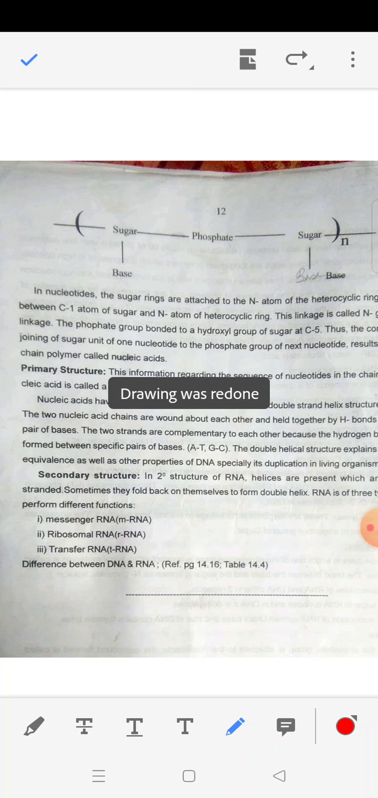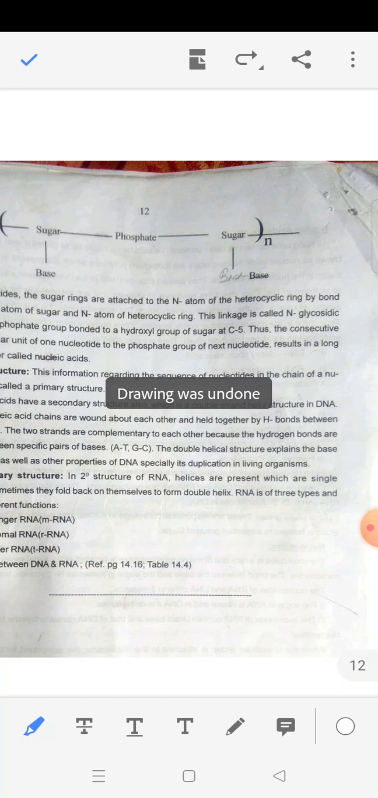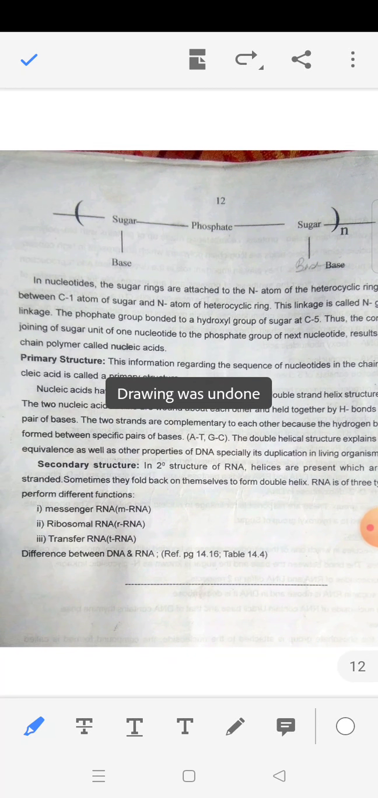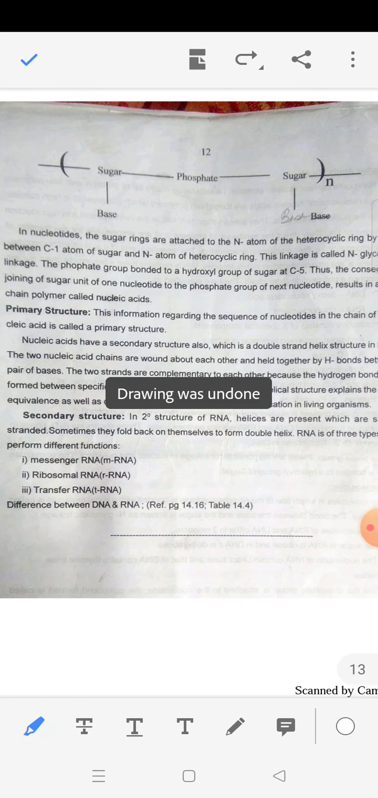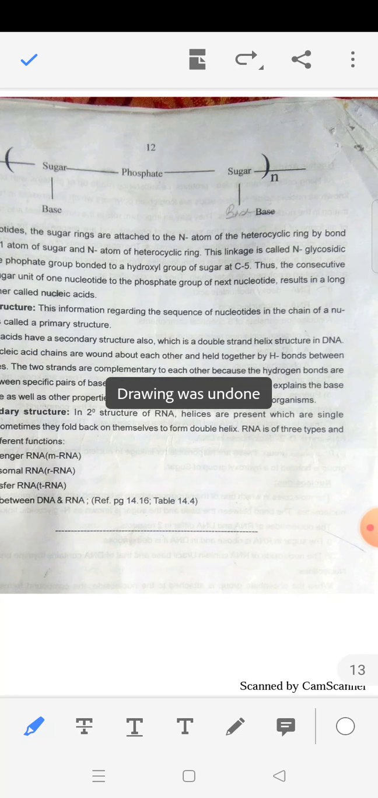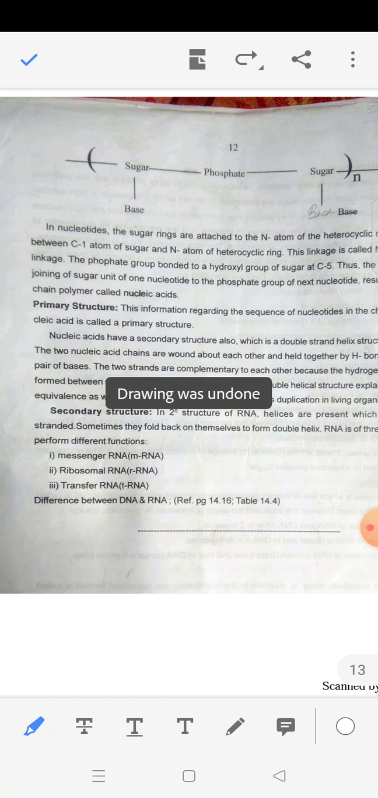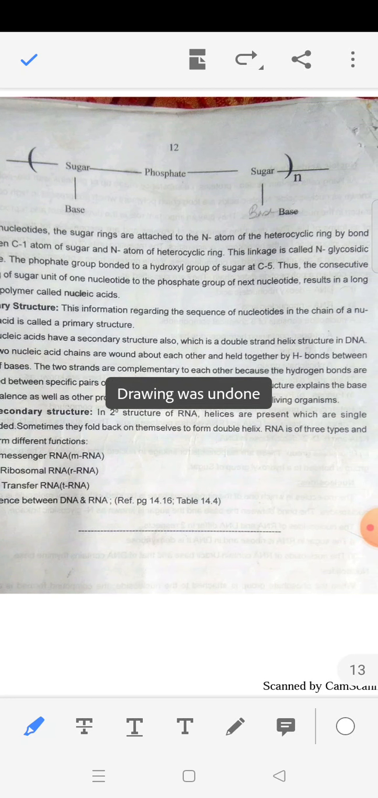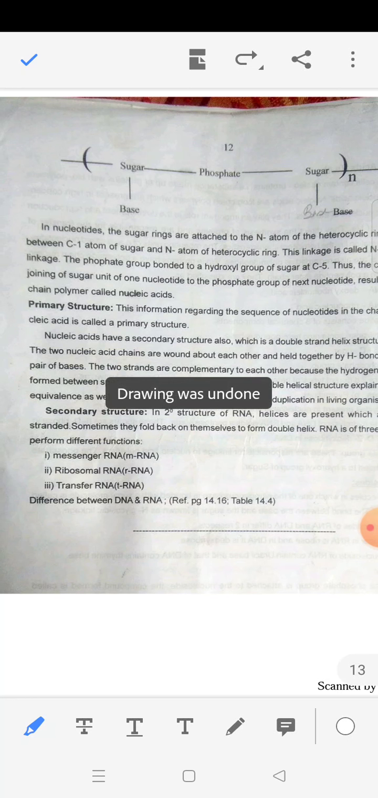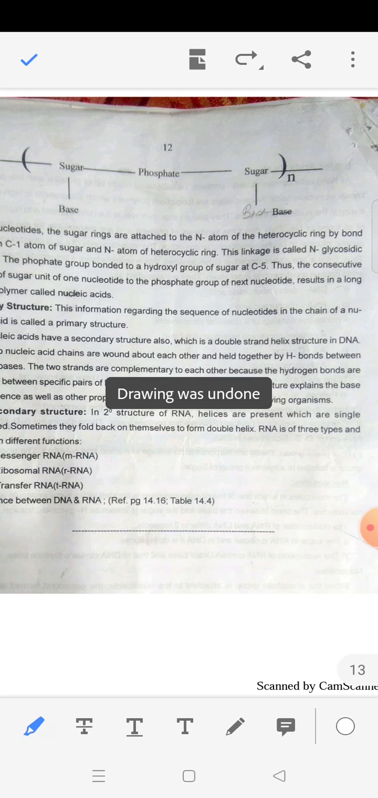In nucleotides, the sugar is attached to the nitrogen atom of the heterocyclic ring by a bond between the C1 atom of sugar and the nitrogen atom of the heterocyclic ring. The linkage is called N-glycosidic linkage. So what is N-glycosidic linkage? When the sugar is attached to the nitrogenous base, and you know in the nitrogenous base there is NH2 group. So when the nitrogen is involved in the glycosidic linkage formation, it is called N-glycosidic linkage. Instead of oxygen here you have nitrogen. Otherwise the linkage looks similar.